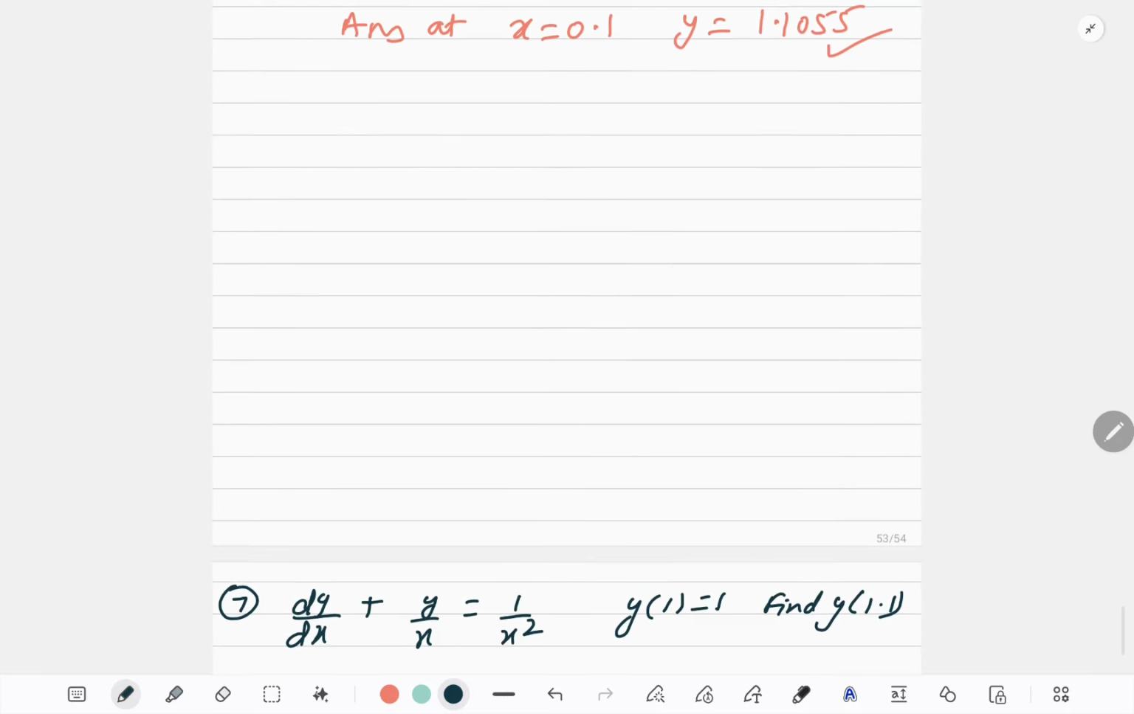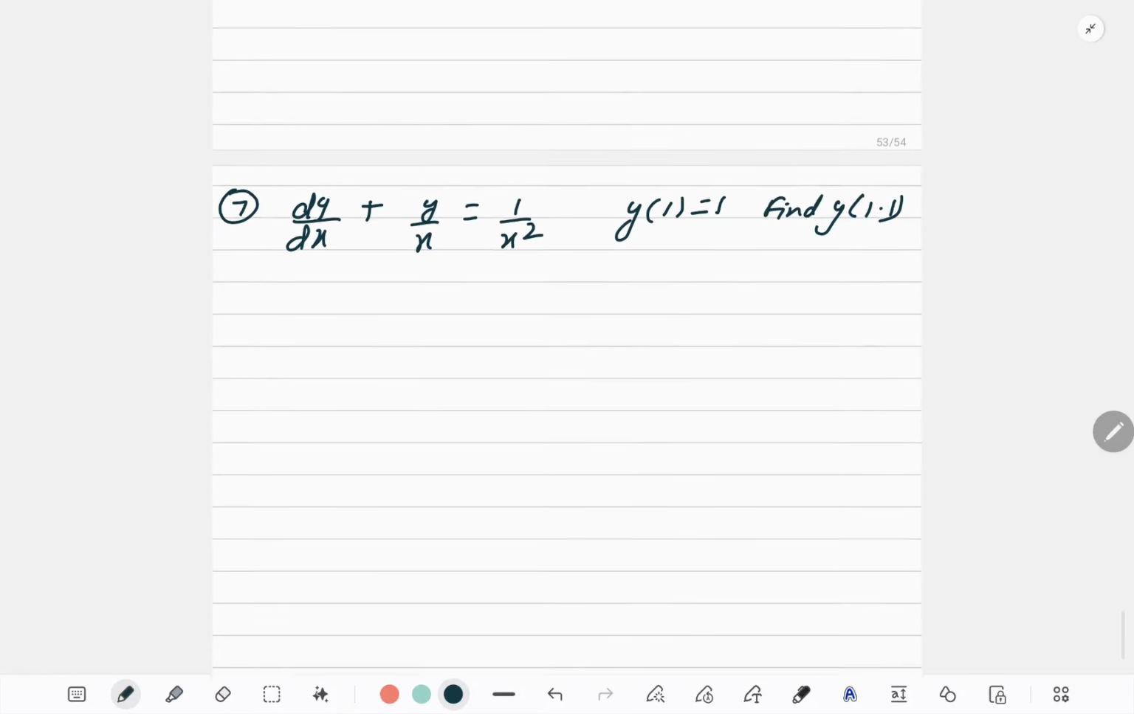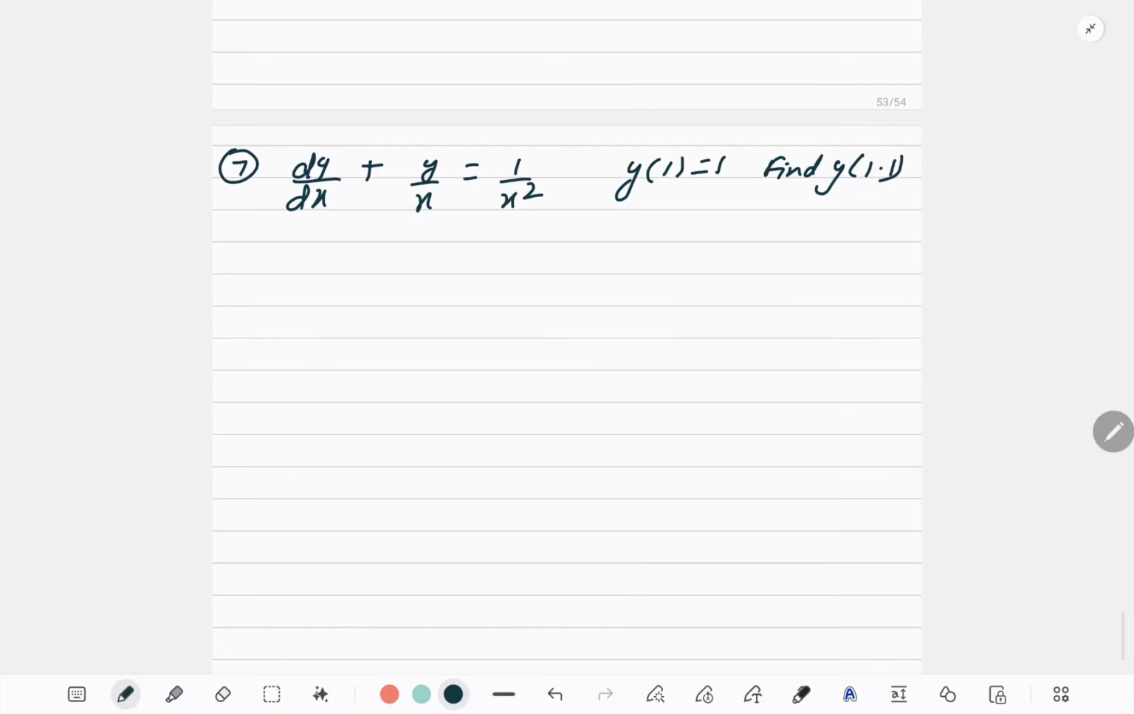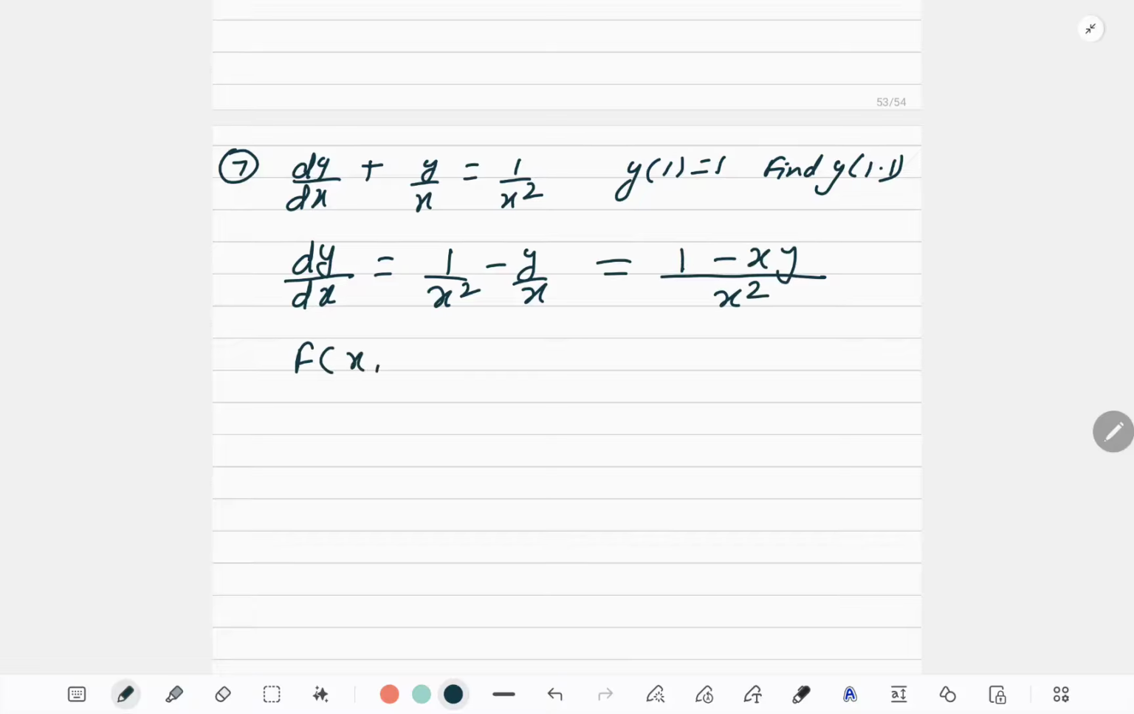Let's see the next question now. This question looks scary, but it is not, basically. What you have to do is first convert it into a normal differential equation. So this will become dy by dx is equal to 1 by x square minus y by x. If you want to write the simpler form, take the LCM. LCM will be x square and it will become 1 minus xy. So here my function value is equal to (1 minus xy) upon x square. That's it.